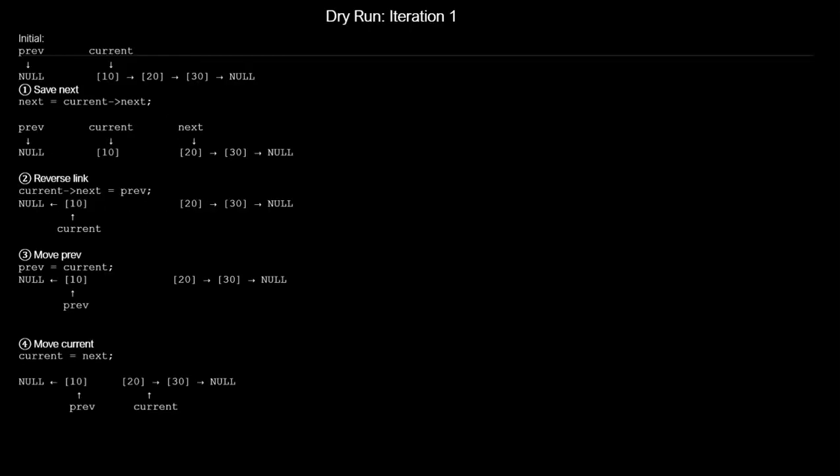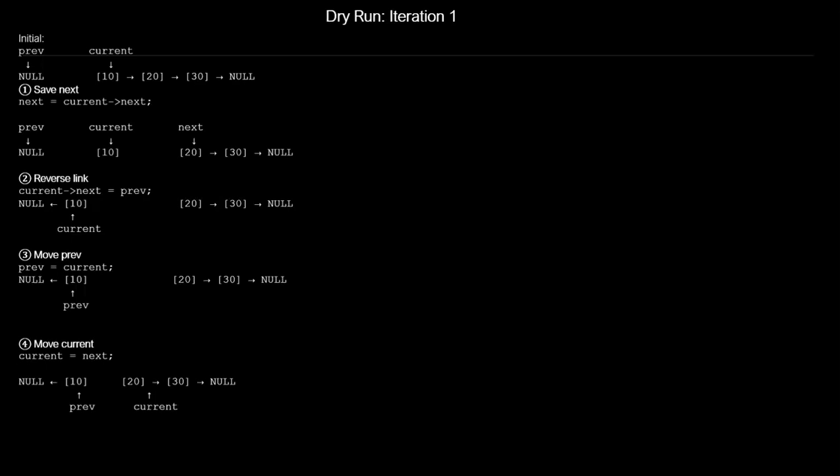Let's do a dry run. Iteration 1. Our list is 10, 20, 30, null. Initially, previous is equal to null and current is equal to 10. Step number 1, save. Execute next is equal to current's next. Since current is 10, next will point to 20. So you have previous to null, current is 10, next to 20.